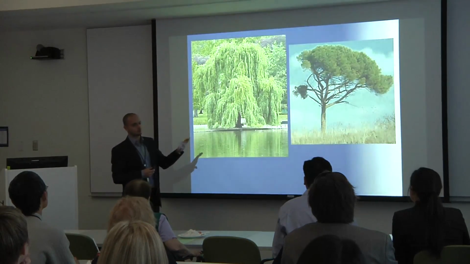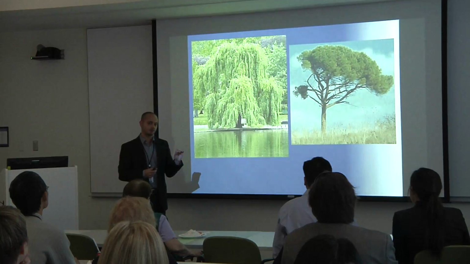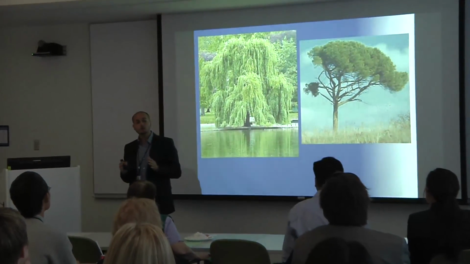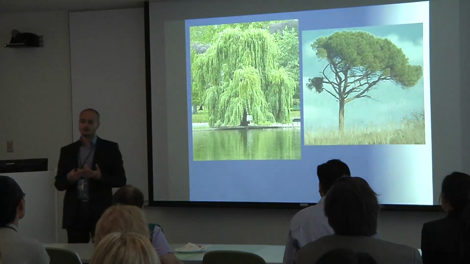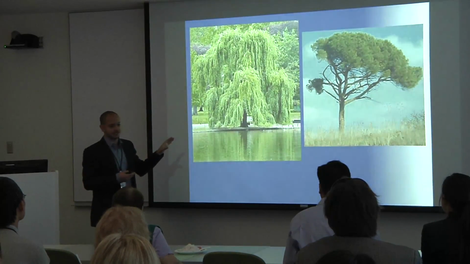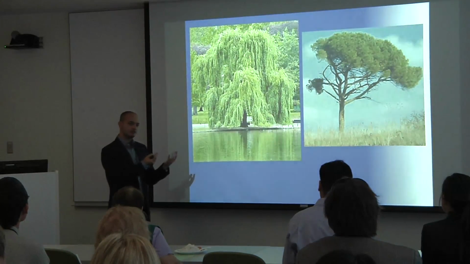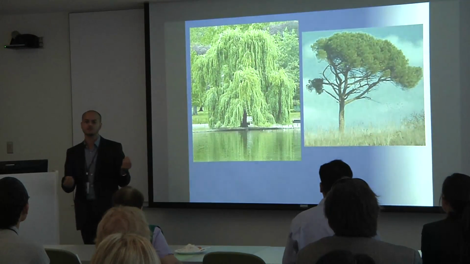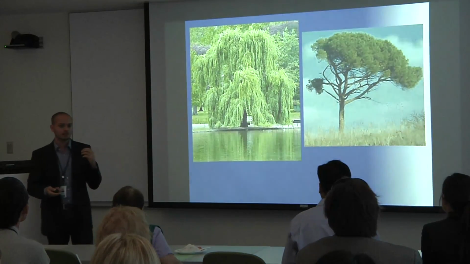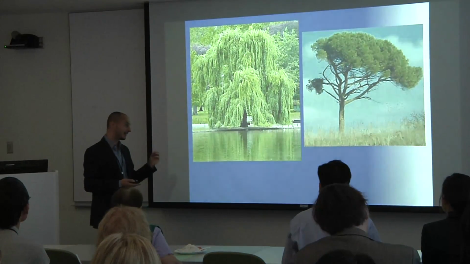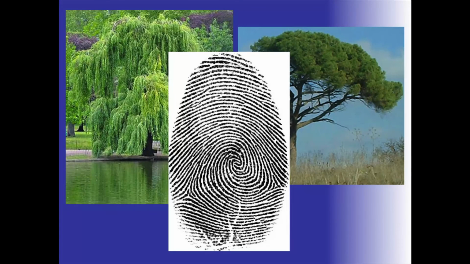We have two trees, two different trees in terms of shape. This is, everyone knows, a weeping willow, and this is a pine. You do not have to be a botanist or an expert in these kinds of things to understand they are different trees. Just by looking at the shape, we are able to identify the name of the tree. So the shape of the tree gives you information about what the tree really is. In terms of shape, the tree is a kind of fingerprint.